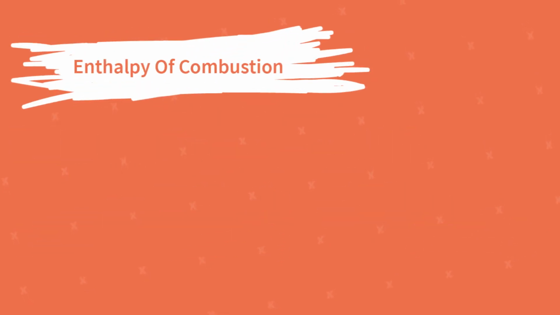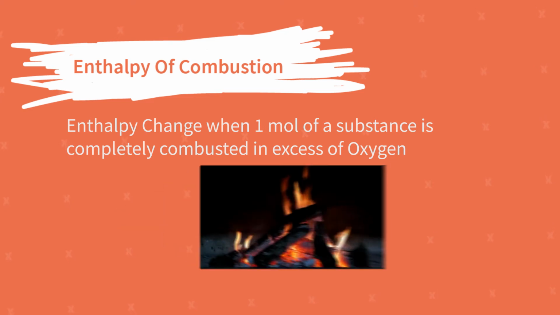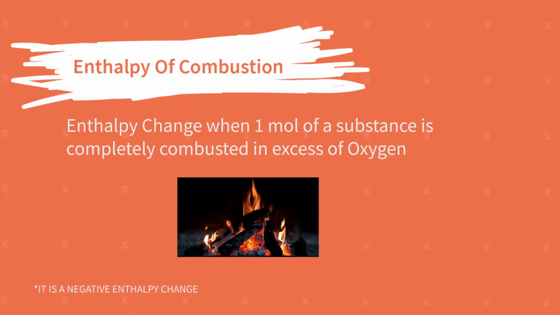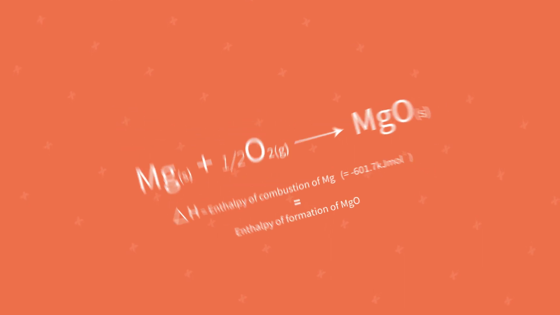Moving on to the enthalpy of combustion, it is defined as the enthalpy change when 1 mole of substance is completely combusted in excess of oxygen. In combustion, the substance burns in air and reacts with oxygen. It is always negative. Let us take magnesium as an example. Here 1 mole of magnesium has completely combusted to form magnesium oxide, and hence the enthalpy change of this reaction would be equal to the enthalpy of combustion of magnesium. One thing to note here is that 1 mole of magnesium oxide has been formed from its elements which are in their standard states, so it is also the enthalpy of formation of magnesium oxide.